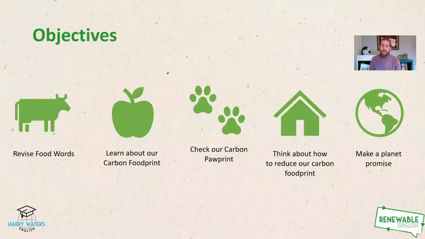Before we say goodbye, I'd like to just run over the class objectives one more time. We wanted to revise food words. We did that. We wanted to learn about our carbon footprint. I have. I hope you have too. We wanted to check our carbon pawprint. I think you should do that after this class if you've got a pet. We had to think about how to reduce our carbon footprint, and we had to make a planet promise. So they're our ideas for today.